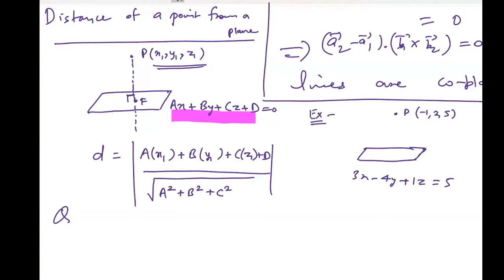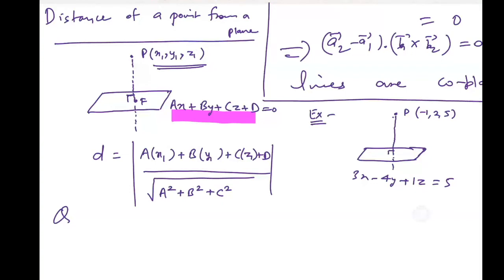If it is not specified, that means we have to find the shortest distance, the perpendicular distance. Sometimes it is given that we have to find a distance measured along a particular line, but that is a different case. Here we need to find the distance between this point and the plane.